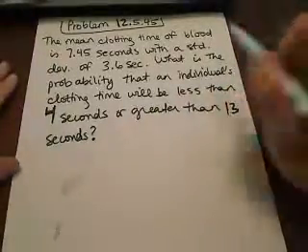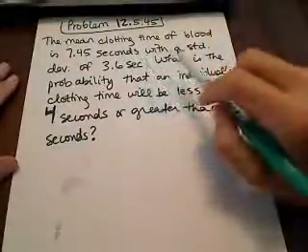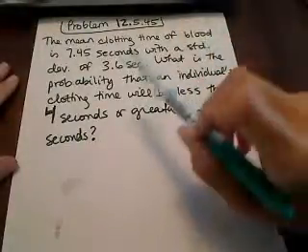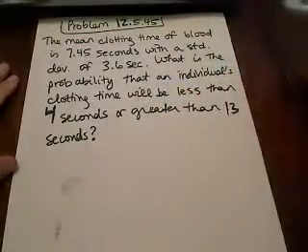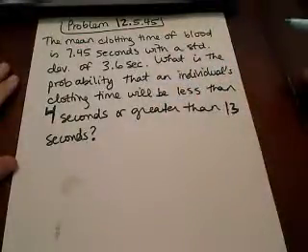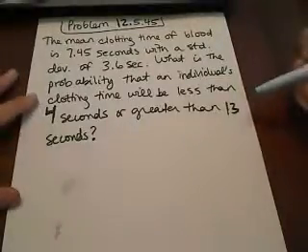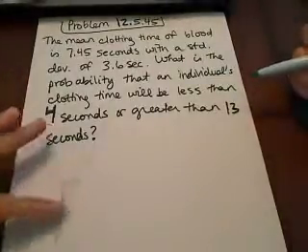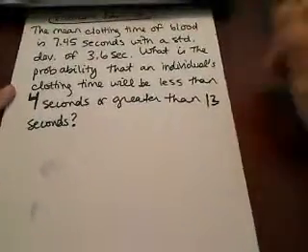Okay, so this is problem 12.5.45, and they're telling us here that the mean clotting time of blood is 7.45 seconds with a standard deviation of 3.6 seconds. And they want to know what's the probability that an individual's clotting time will be less than 4 seconds or greater than 13 seconds. And you have to pardon whatever I got on my paper here. I'm not exactly sure what I got on that.